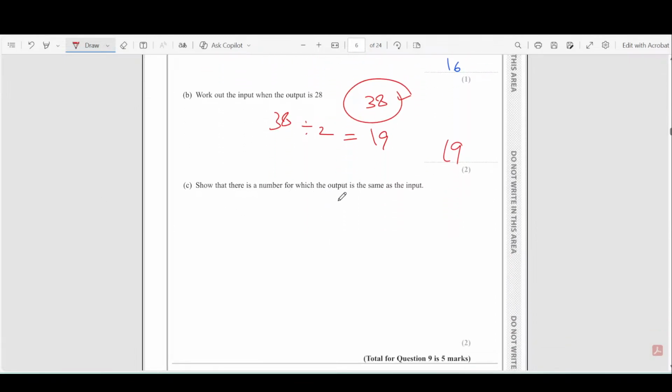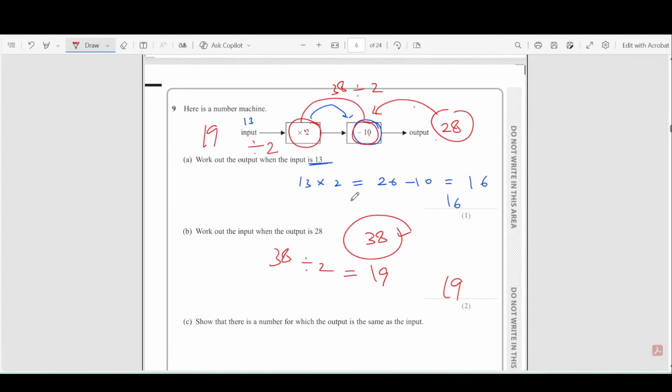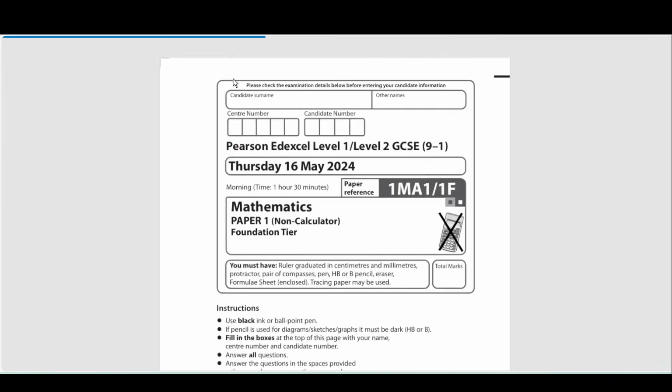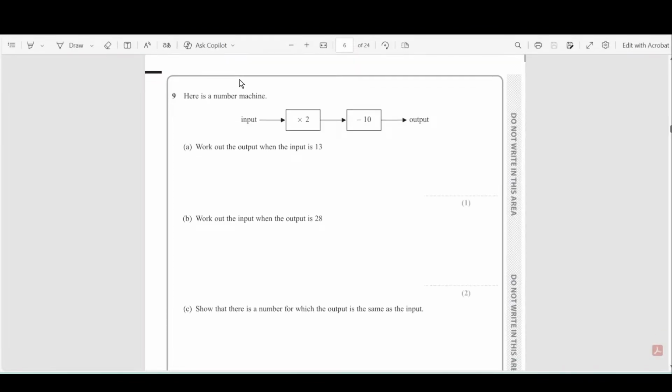Show that there is a number for which the output is same as input. Okay, so let me just make it clear so that it does not look messy. So output and input is same. We need to think of a number in which input and output both are same. So see, how can I do this type of question?